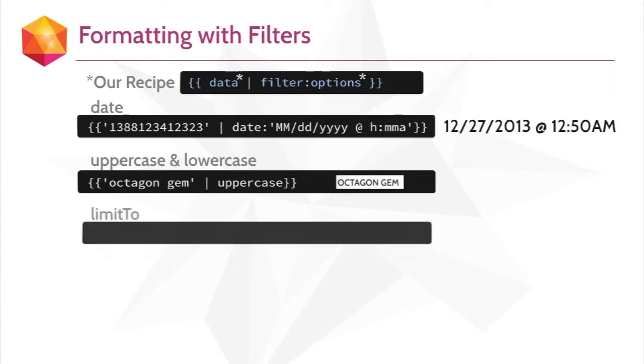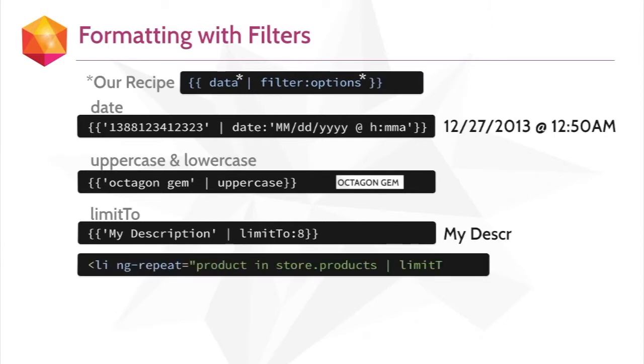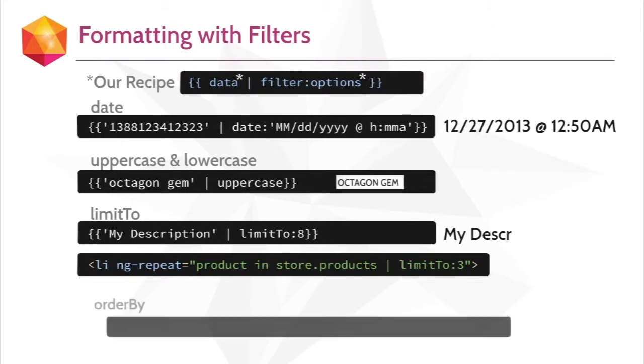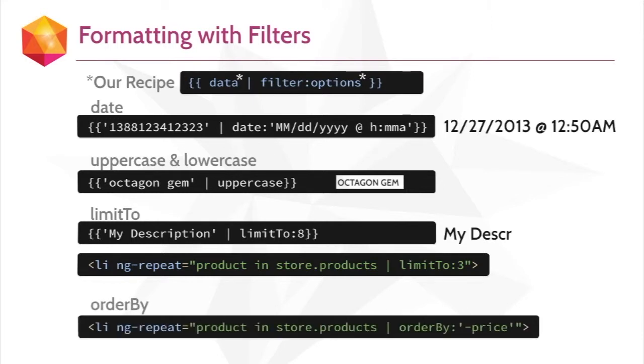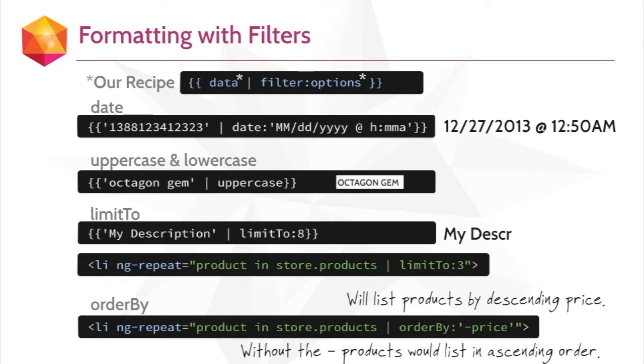Next, we have the limitTo filter, which will allow us to limit the number of characters in a string if we want. It's also really useful if we want to limit the number of items in an array, like if we only want to display the first 3 products. The orderBy filter will allow us to sort our products. In this case, if we wanted to sort our products from most expensive to least expensive, we would write pipe orderBy minus price. Without the minus, products would list in ascending order from cheapest to most expensive.